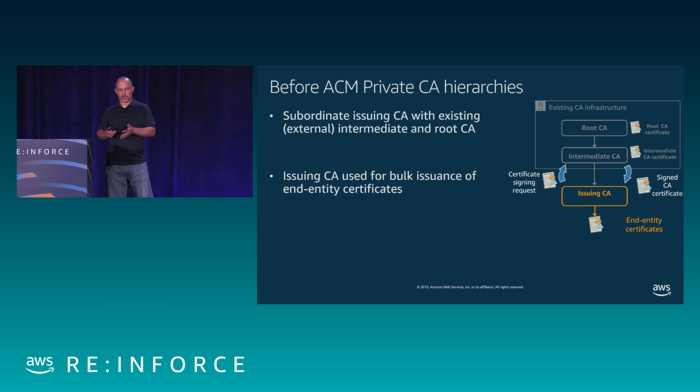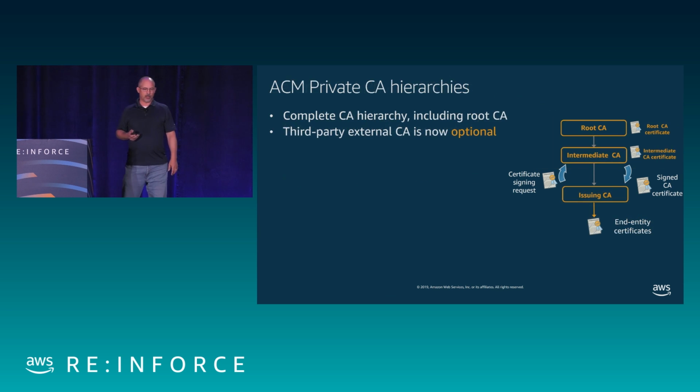And this gave our customers a way to issue bulk certificates for dynamic resources, and they liked this, but they asked us, they wanted more. We didn't solve the pain of operating the roots and the intermediate CAs. So now with ACM Private CA Hierarchies, the entire infrastructure can be hosted on AWS with ACM Private CA. A third-party external CA is now optional.